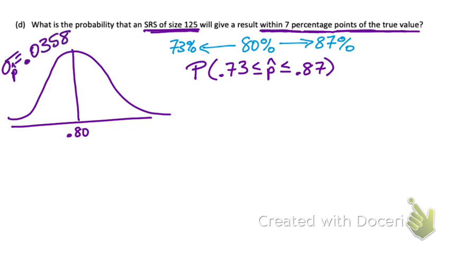0.0358. So let's just think about that for a second. If I go from 0.8 and I go up one standard deviation, I'm at 0.8358. Do you guys see that? If I go another standard deviation, about where are we? 0.87. And if I go down 2 standard deviations, about where would we be? 0.73. So it looks like I am about 2 standard deviations away from the true value in the middle, 0.73 to 0.87.